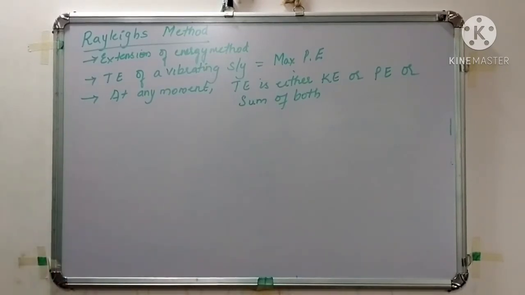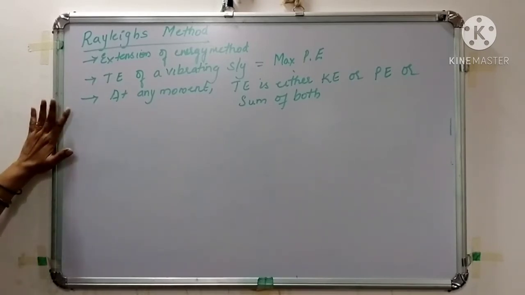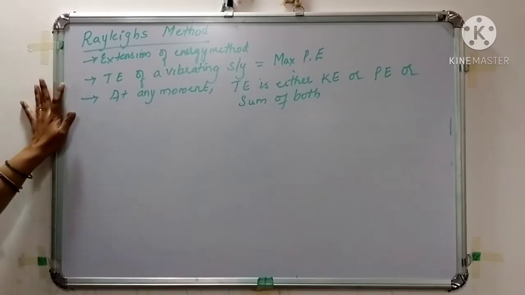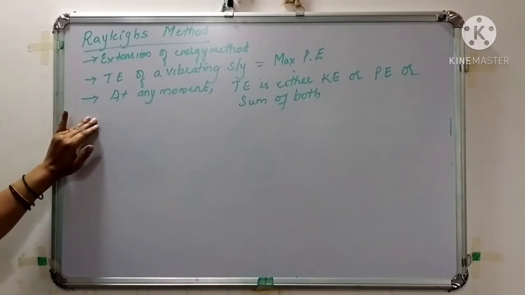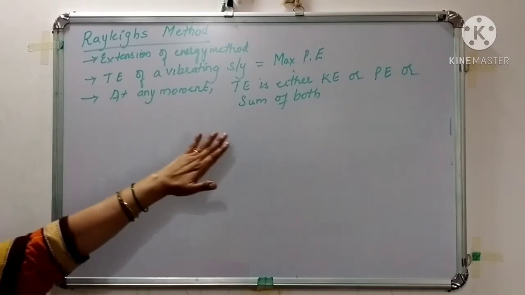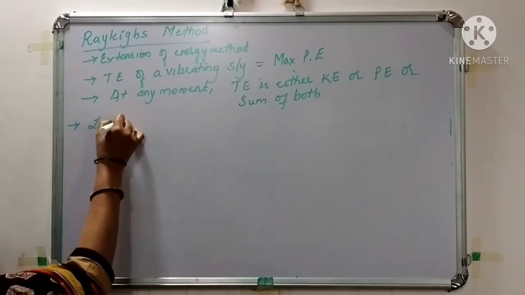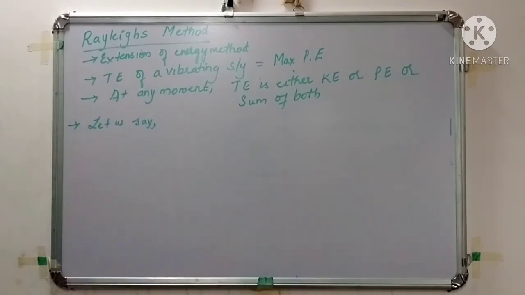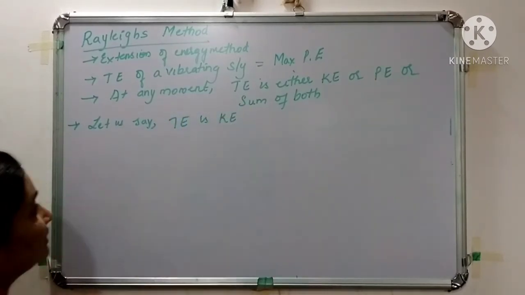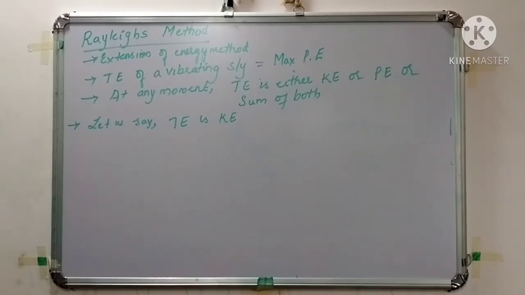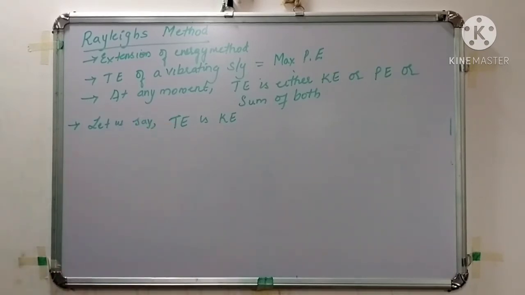Considering the spring mass system, the Rayleigh method is an extension of the energy method, wherein the total energy of a vibrating system is equal to maximum potential energy, and this total energy is either kinetic energy or potential energy, or it may be the sum of both. Now let us consider one energy at a time. First, we consider that total energy is kinetic energy.